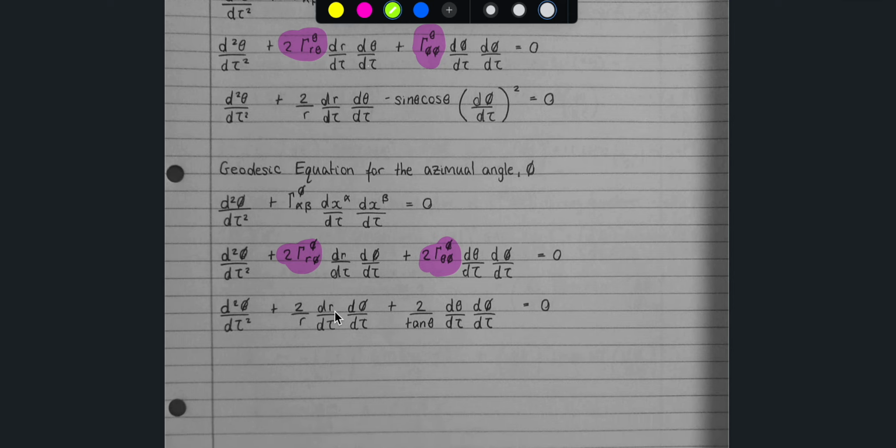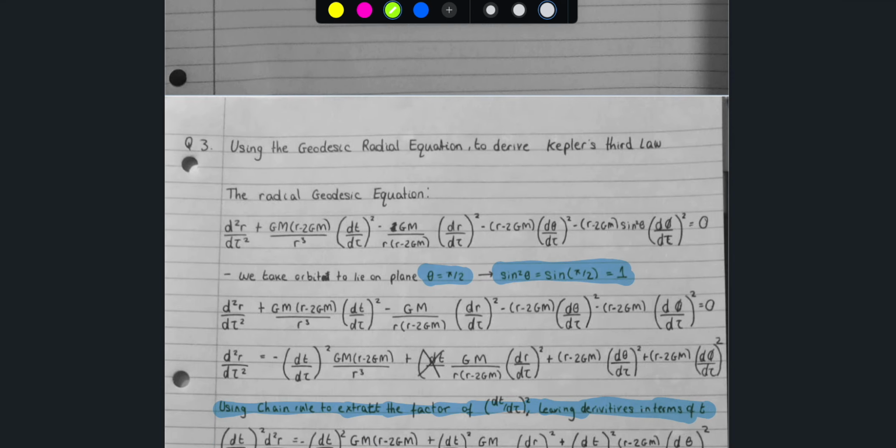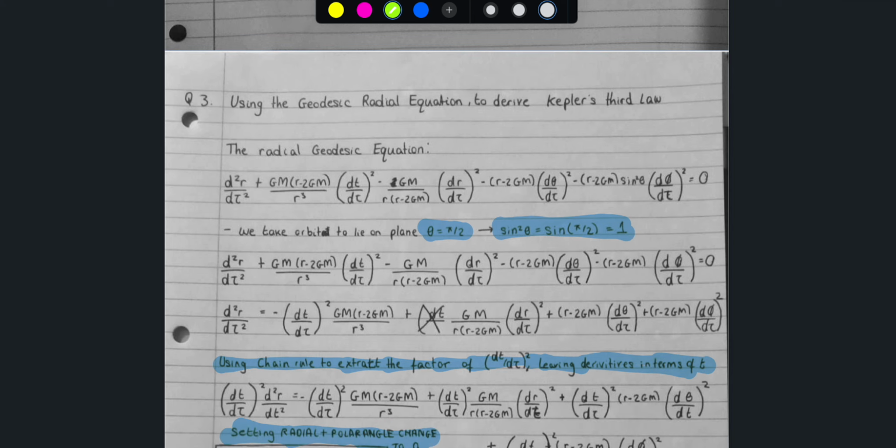Now we'll move on to Kepler's law, which emerges from the radial geodesic equation which we have just seen. Here we have rewritten the radial geodesic equation. Now we'll be using this to derive Kepler's law, as I have just said, for a circular orbit where dr over d tau equals 0.